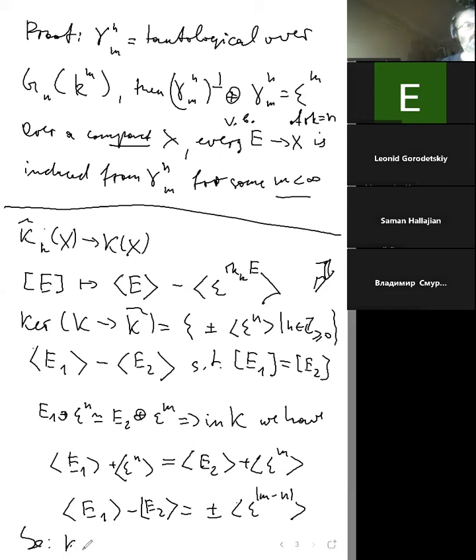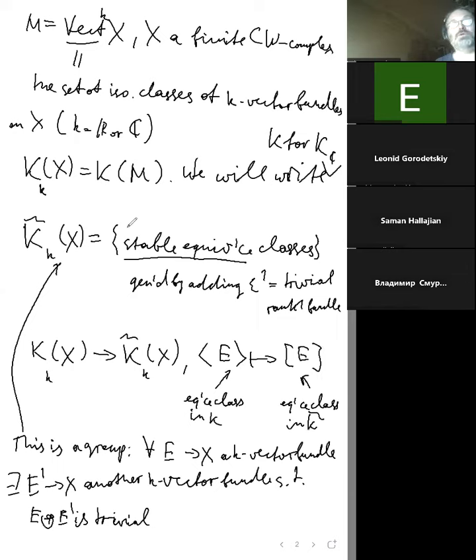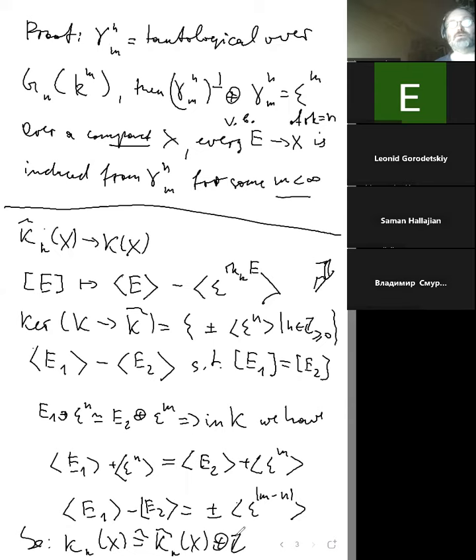So we have K of X isomorphic to K tilde of X plus Z. So the conclusion is that these two groups are closely related, and in some sense they are exactly the same up to this extra summand of Z, which basically corresponds to the rank of the bundle. Are there any questions? Well, we have 2 minutes left.